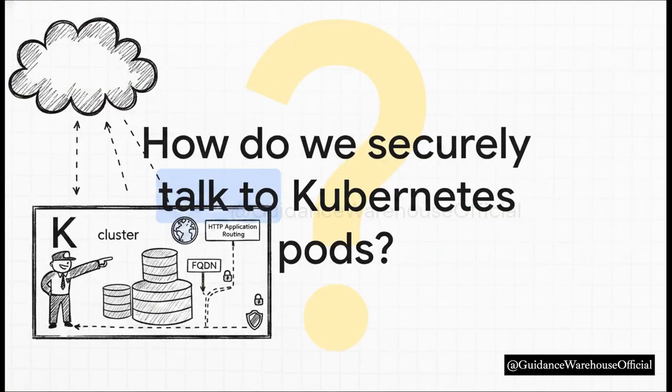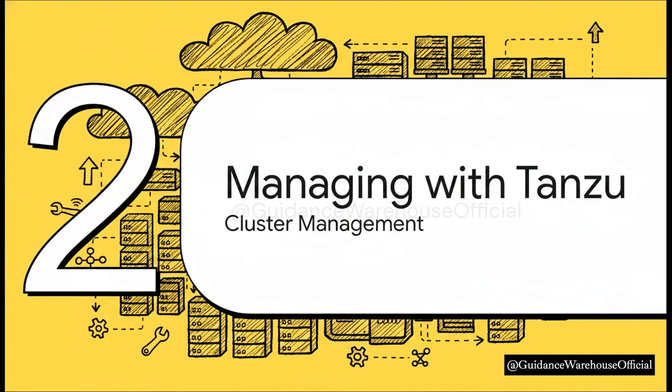Wait, let's pause here. A really common question pops up at this stage. If all these containers are buried deep inside an internal Kubernetes cluster, how in the world does an outside user securely talk to them? The answer? Ingress controllers. We use HTTP application routing to create a fully qualified domain name. Basically, think of the ingress as a really smart bouncer at the front door. It looks at the web address you typed in and securely routes your specific request to the exact right container inside that cluster.